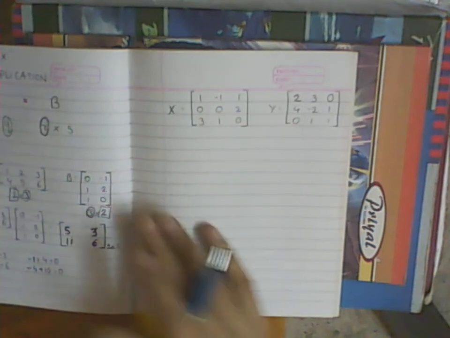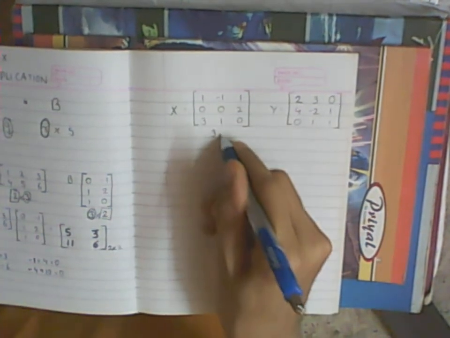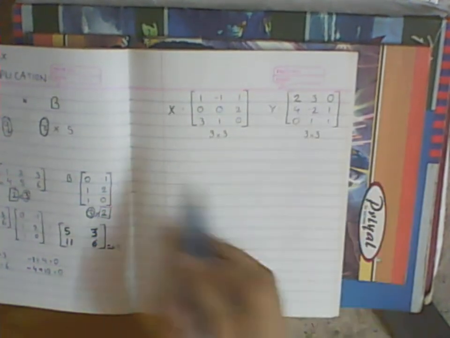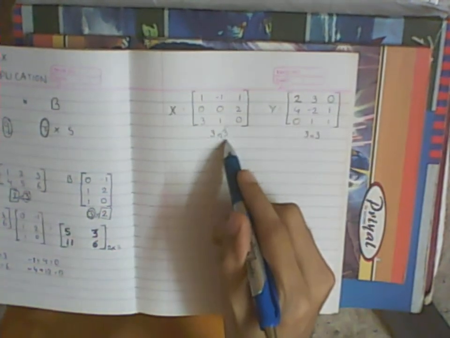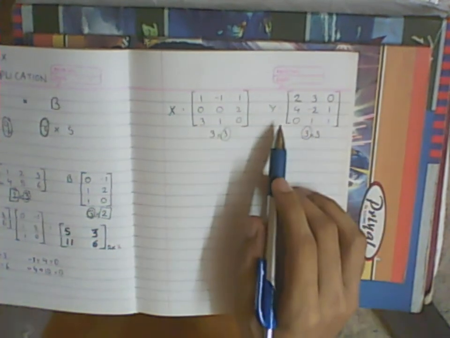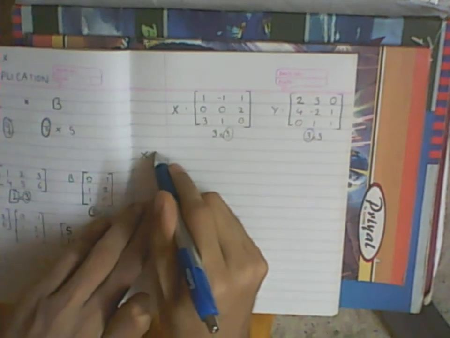Let's do another example. Let's look at these matrices. This is a 3 by 3 matrix, 3 rows, 3 columns. This is also a 3 by 3 matrix, 3 rows, 3 columns, but the most important fact is that the number of columns here is equal to the number of rows here. So matrix multiplication is well defined, and so I can actually talk about x into y.